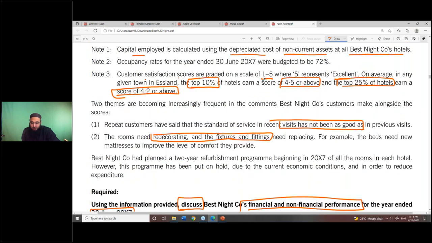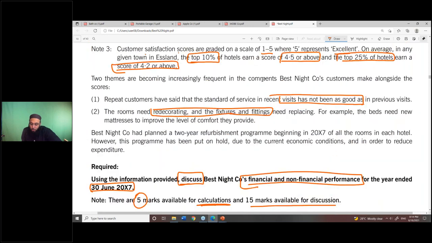Anyways, Best Night had planned a 2-year refurbishment program beginning in 2027 of all the rooms in each hotel. However, this program has been put on hold. Why? Due to current economic conditions, in order to reduce expenditure. So they have put this on hold, and this is what you have in terms of the information. So 5 minutes to read the scenario, and now the game starts.